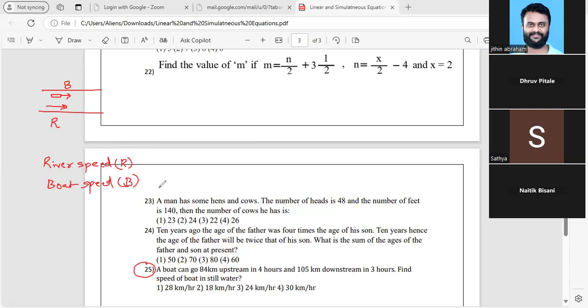Now, what do downstream and upstream mean? When the boat is going down, just imagine a slope. Whenever you're going down a slope, you get the support of gravity, due to which you can travel faster. Similarly, downstream means going along with the river. Okay, and this is called downstream. And upstream means the river is going in this particular direction, but the boat is going in the opposite direction of the river. This is called upstream. Is it clear so far?